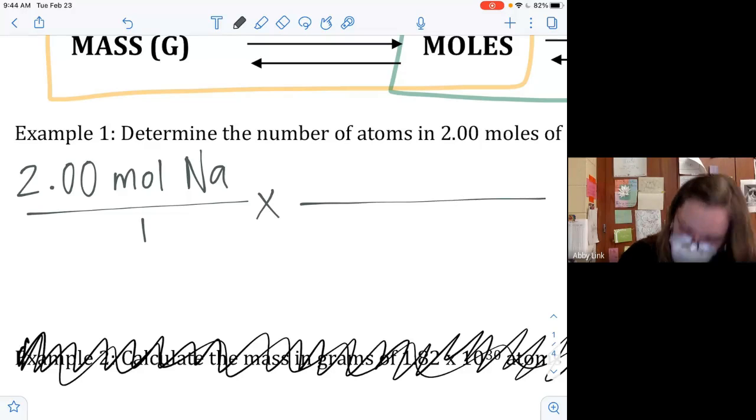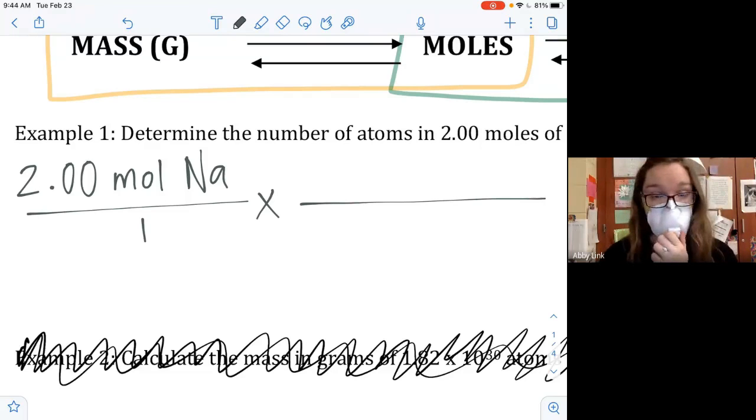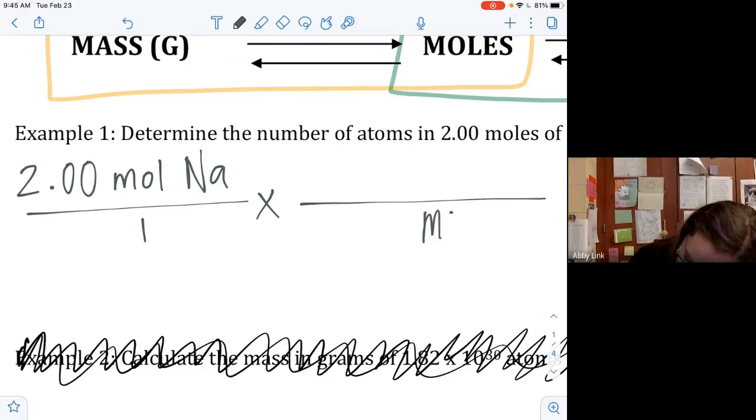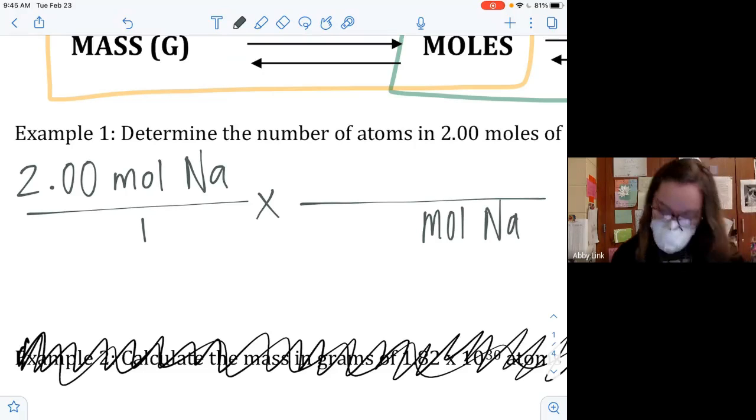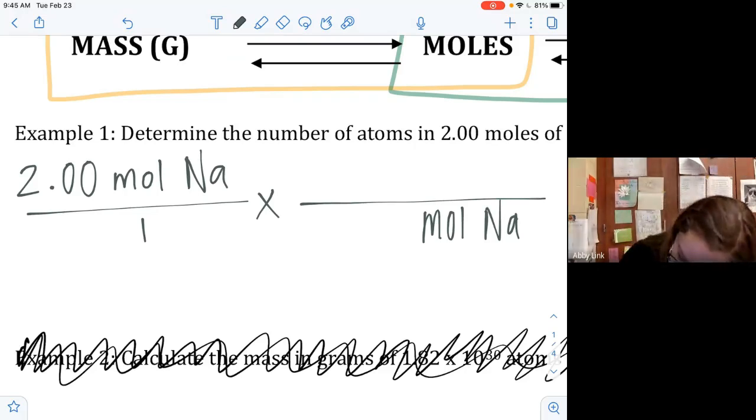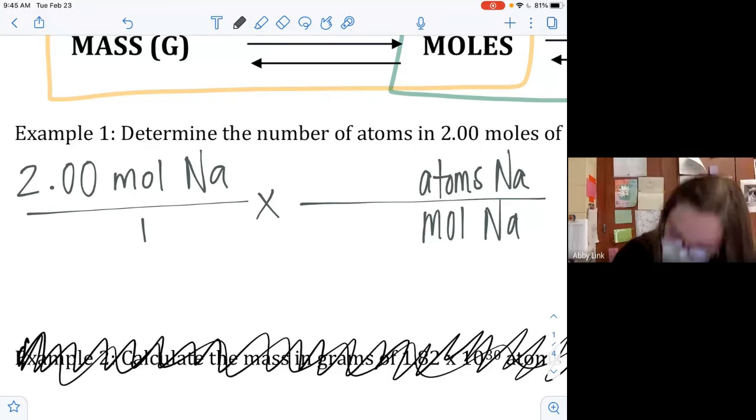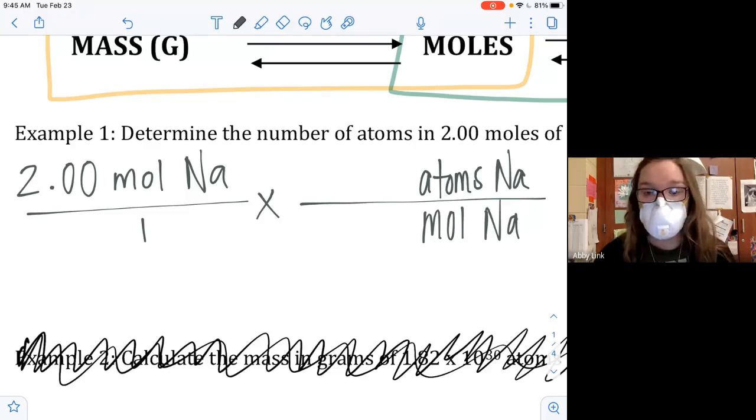Using my knowledge of dimensional analysis, I'm going to draw my multiplication symbol and then draw my line. Because I have moles of Na on the top here, I need moles of Na on the bottom. My units need to cancel. Nothing has changed. I am looking for the number of atoms, so up top goes my unit, atoms of Na. When I look at these two units, I instantly think molar mass is not going to help me here, because molar mass involves grams, and I don't see grams anywhere.